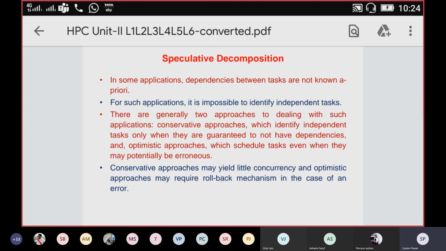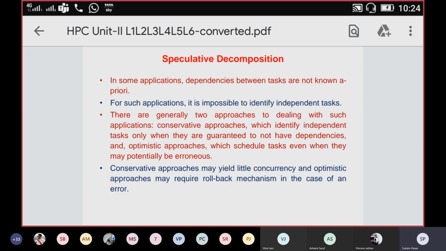So we'll see speculative decomposition here, because in some applications dependencies between tasks are not known a priori, meaning the dependencies among the tasks are not known in advance. For such applications, it is very much impossible to identify independent tasks. So there are two approaches available: the conservative approach and the optimistic approach.